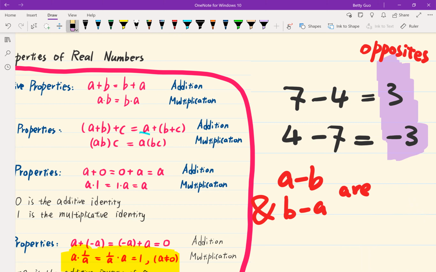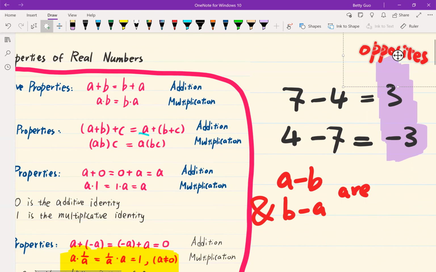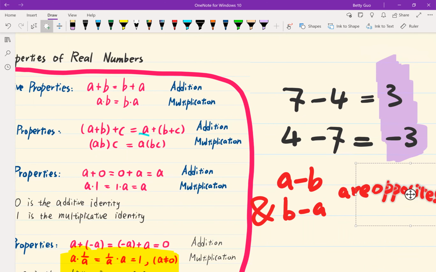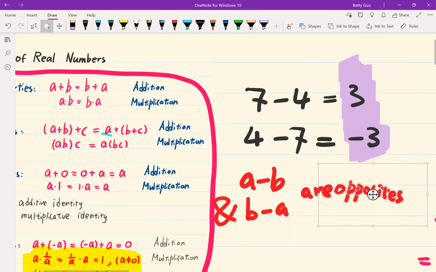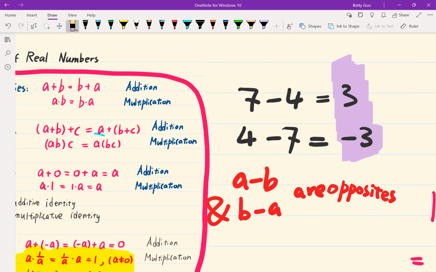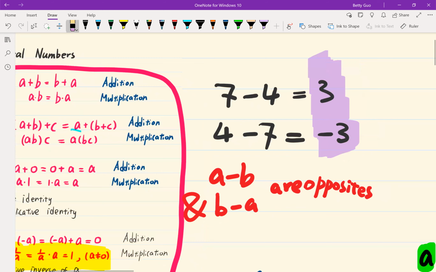You want to write it down? Yeah, please write it down. A minus B and B minus A are opposites. They are not the same. So it means the subtraction of real numbers does not satisfy the commutative property, but they are opposites. They are closely related. Okay, all right.